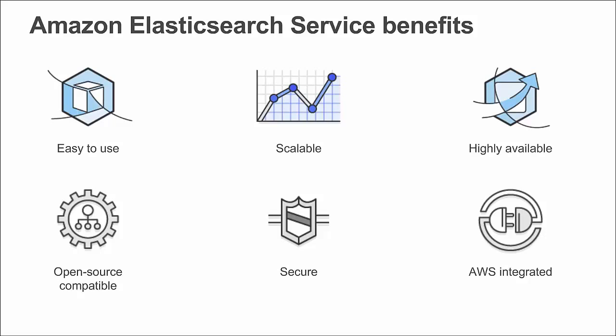We also have some features around high availability. With Elasticsearch Service, we make it simple to deploy your Elasticsearch cluster into 2 different availability zones. We are open source compatible. With Elasticsearch Service, we provide you an endpoint where you send your queries and your updates, and we do the security around that. But at the same time, you use the native Elasticsearch API to send your data into Elasticsearch Service. The security we provide is through AWS Identity and Access Management.